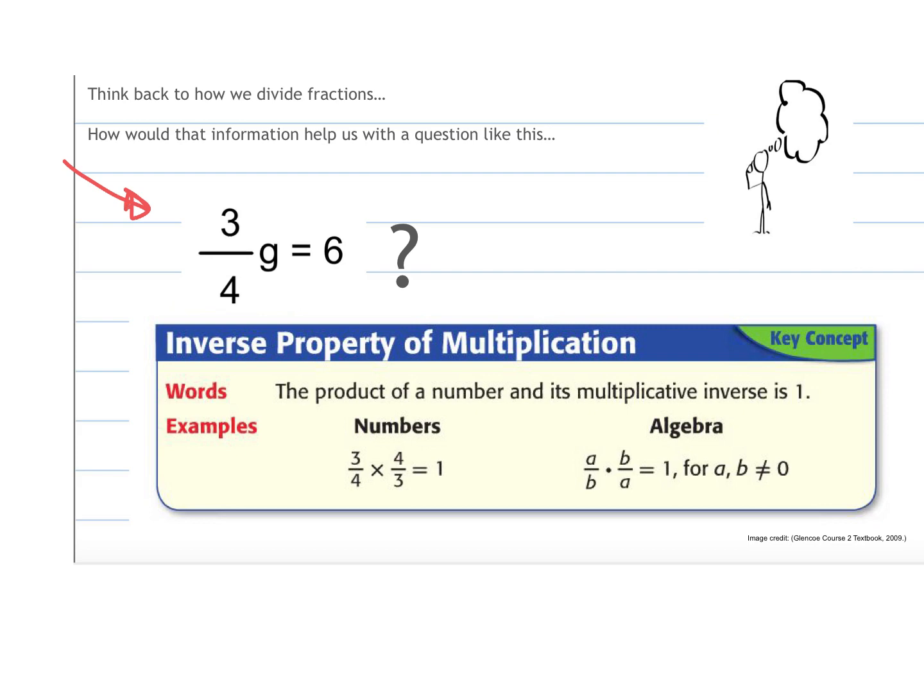3/4 g equals 6. So we already know that if our variable, which is g, is being multiplied by something, and we can see that it's being multiplied by 3/4, then we do the opposite, which is division on both sides. So really what we're going to do is divide both sides by 3/4.